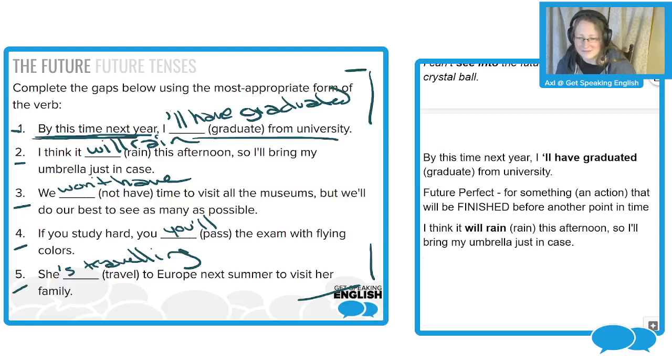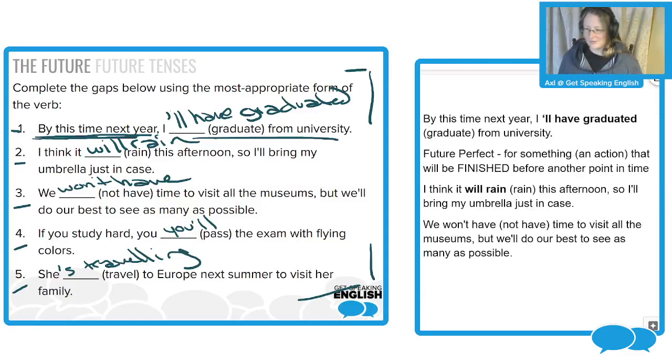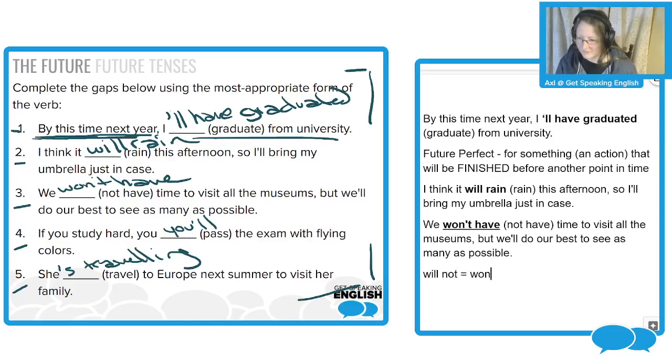Alright, fantastic. Then, obviously, you won't have time to visit all the museums, but we'll do our best to see as many as possible. So won't, obviously, this is like the negative form of will, right? So will not is won't.